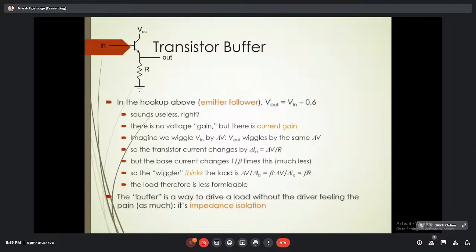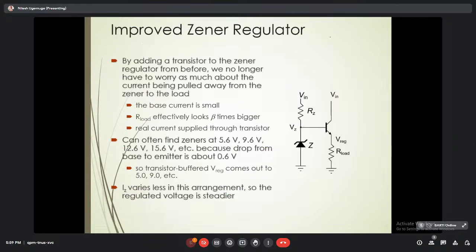Again, we can use the transistor as a buffer, as I have mentioned. When we are using the transistor as a buffer, we want a unity gain, where we calculate the gamma. So there are certain parameters we can calculate, and accordingly we can have different applications. Here you can see the improved Zener regulator. If we are using the improved Zener regulator, then we can use different circuitry, and that circuitry will be useful for the regulation of the power supply.